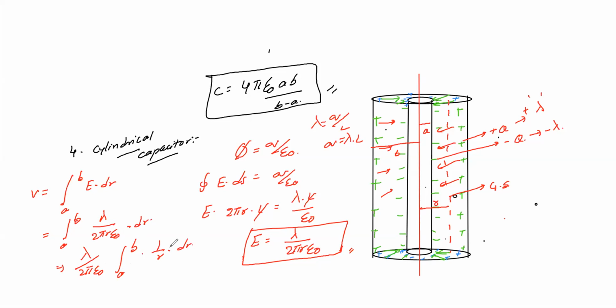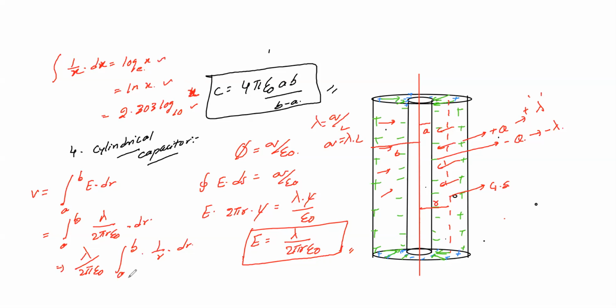So 1 by r integrates to a logarithm. Remember it: integral of 1 by x into dx, we call it log x exponential, that is natural log x. Or we can write it as 2.303 log base 10 of x. You can write it like this. So we can say natural log, exponential, or else you can convert into base 10 also.